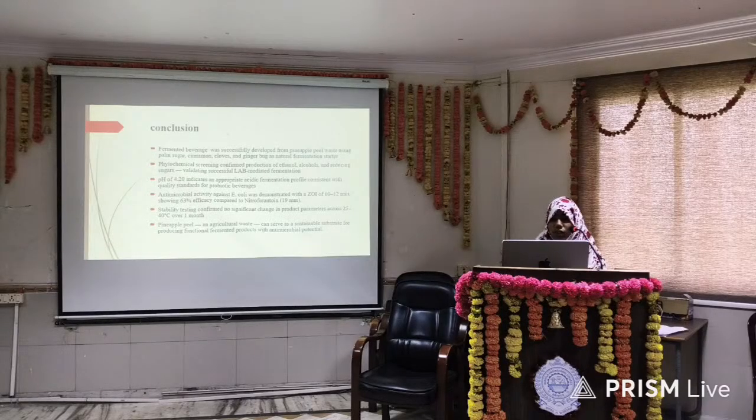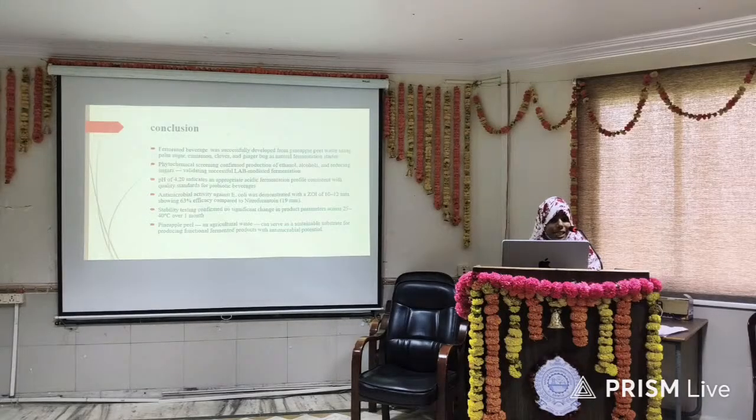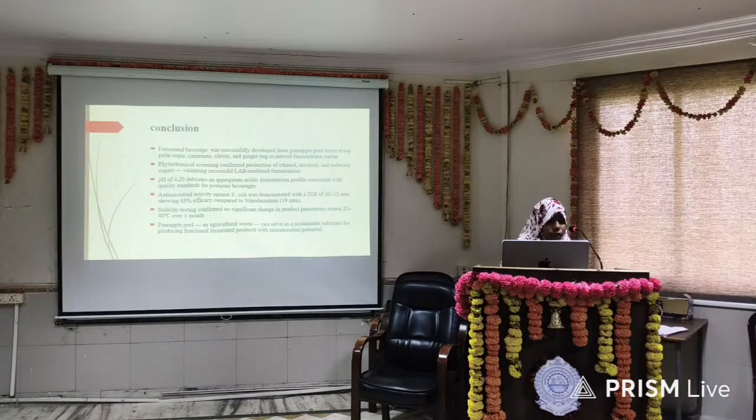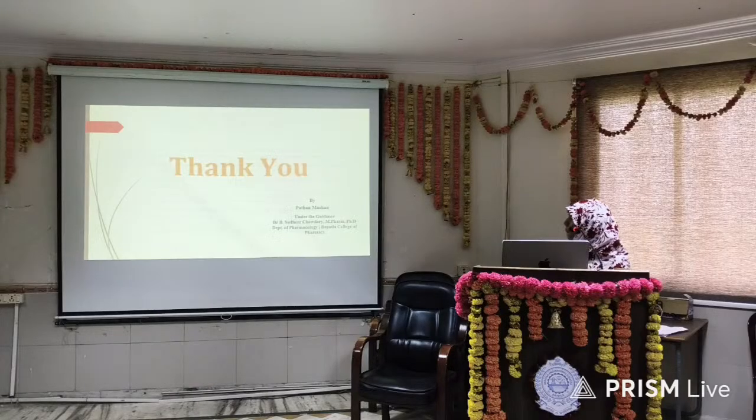Antimicrobial activity against E. coli was demonstrated with a zone of inhibition of 10 to 12 millimeters, showing 63% efficacy compared to nitrofurantoin, which is 19 millimeters. Stability testing confirmed no significant change in product parameters across 25 to 40 degrees centigrade over 1 month. Pineapple peel and agricultural waste can serve as a sustainable substrate for producing functional fermented products with antimicrobial potential. Thank you.